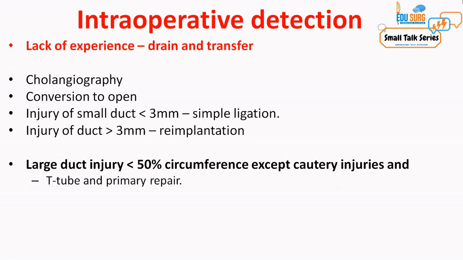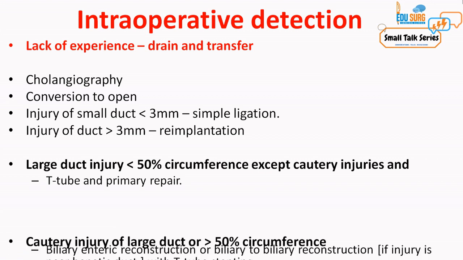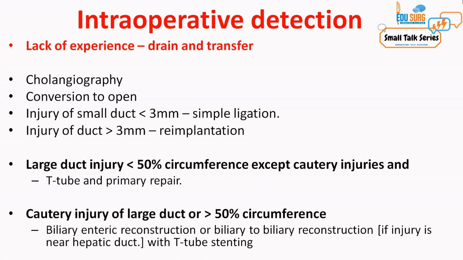So for larger ducts, you can do a T-tube and primary repair, except when the injury has been caused by cautery, and the injury has to be less than 50% of circumference. Whereas if it is a cautery injury, or if more than 50% of the circumference is involved, then you will have to do a biliary enteric reconstruction, which we prefer over biliary to biliary reconstruction, which is not much preferred in today's scenario.